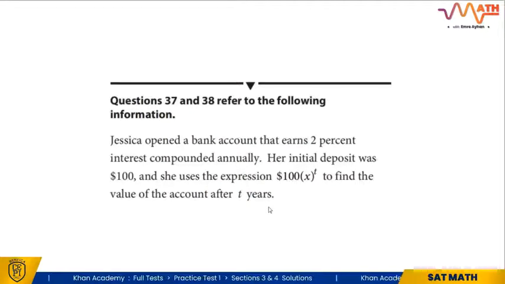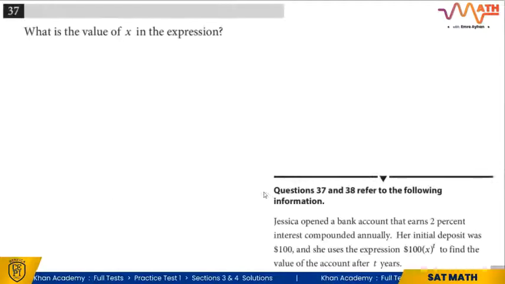The last two questions refer to the following information. There's a function here again. What is the value of x in the expression? Jessica opened a bank account that earns 2% interest compounded annually. Her initial deposit was $100, and she uses the expression to find the value of the account after 2 years.